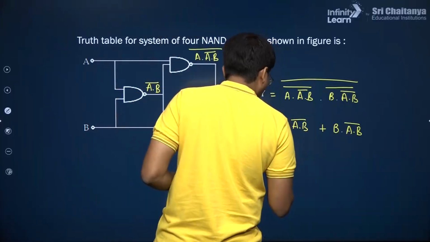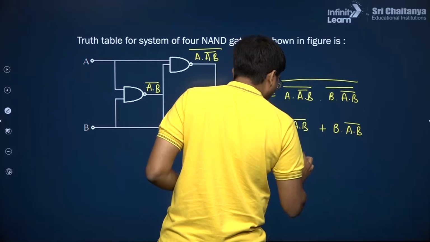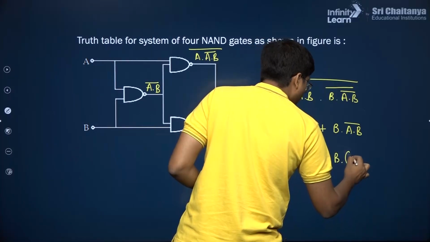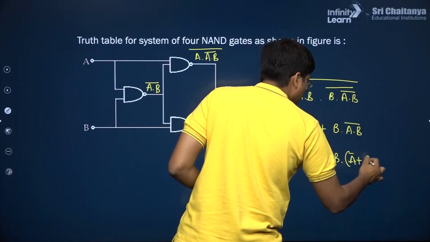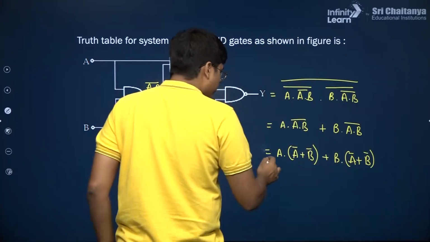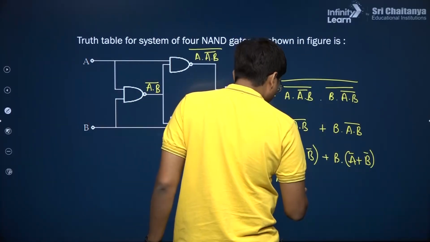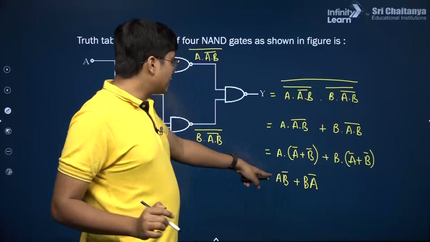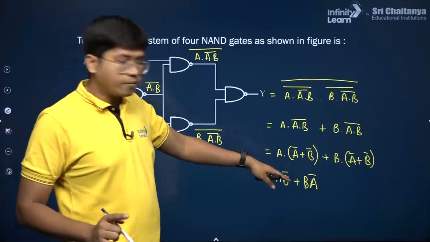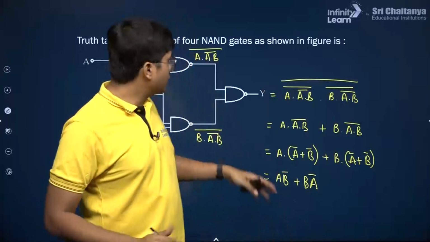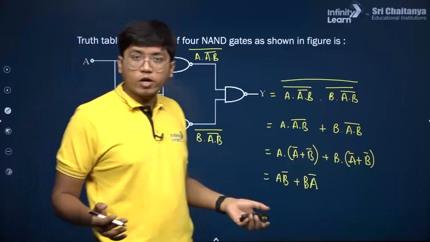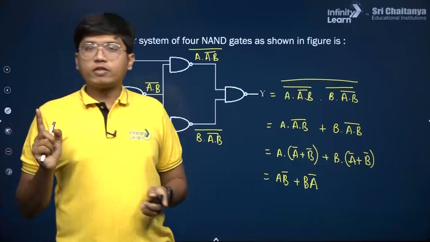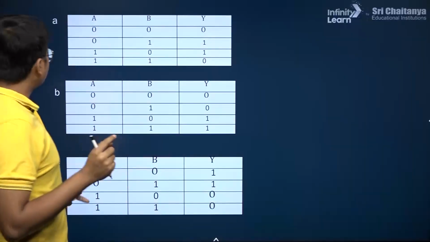We can even spread this up, because if I spread it up, I get A dot A bar plus B bar, plus B dot A bar plus B bar, right? That gives me over here A B bar plus B A bar. That is the Boolean relation for an exclusive OR gate, XOR gate. We know that is the notation, where you have 0 when both of them are the same. You have 1 where both of them are different. So that is this one.